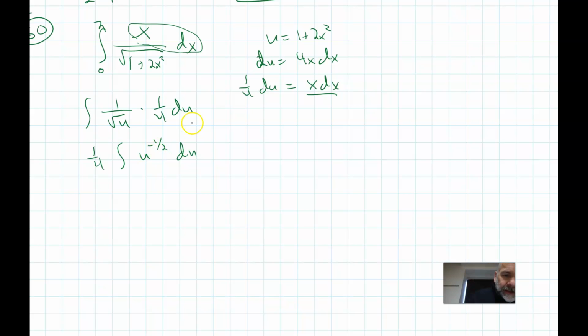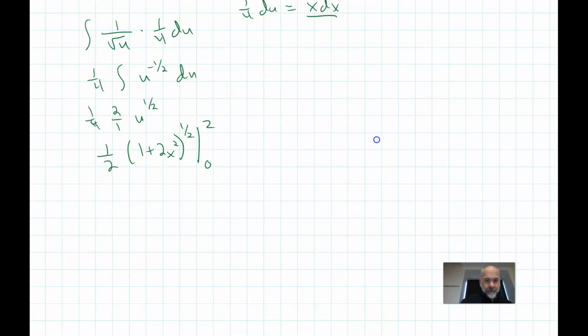Yeah. All right. So what do we got? We got u to the 1/2. The 1/4 is just sitting there. Reciprocal goes in front, 2 over 1, plus c. Except it's not plus c. It's a definite integral. And this goes from x from 0 to 2, but I'm not in the x world. I'm in the u world right now. So let's go back to the x world. So it would be 1/2 times 1 plus 2x squared to the 1/2, evaluated from 0 to 2.